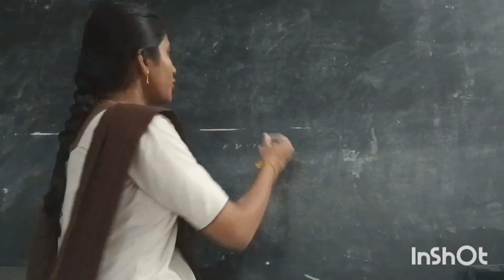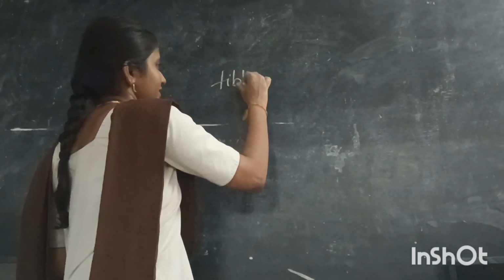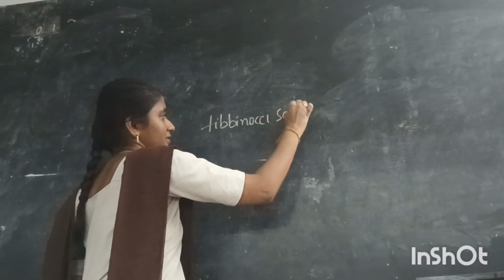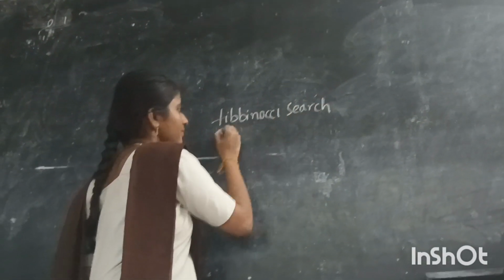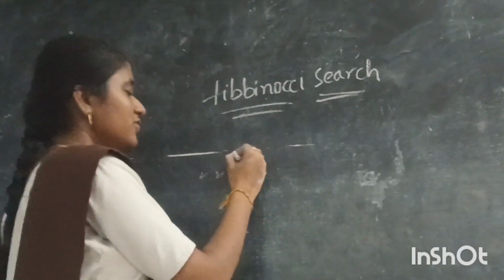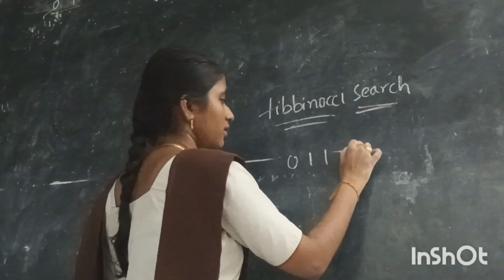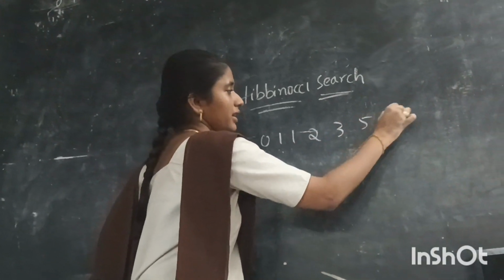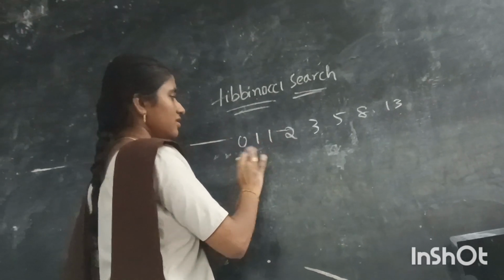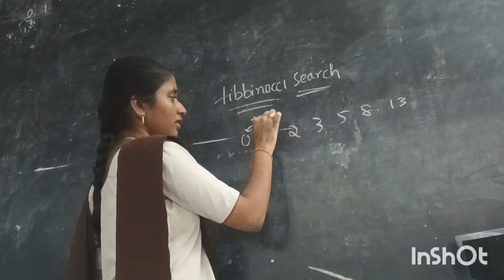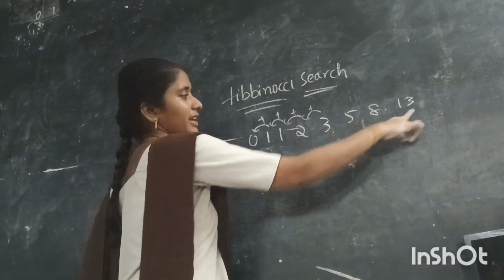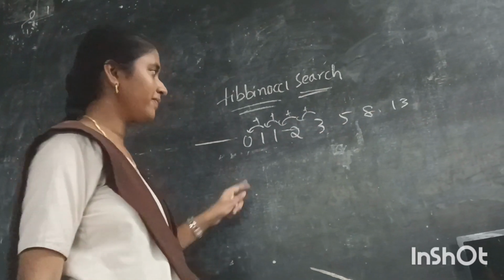Today I am explaining the topic about Fibonacci series. We should take the Fibonacci series elements. We have to take 0, 1, 1, 2, 3, 5, 8. 0, and the next is 0 plus 1, 1 plus 1 is 2, 2 plus 1 is 3, 3 plus 2 is 5. Like that, Fibonacci series we should take.